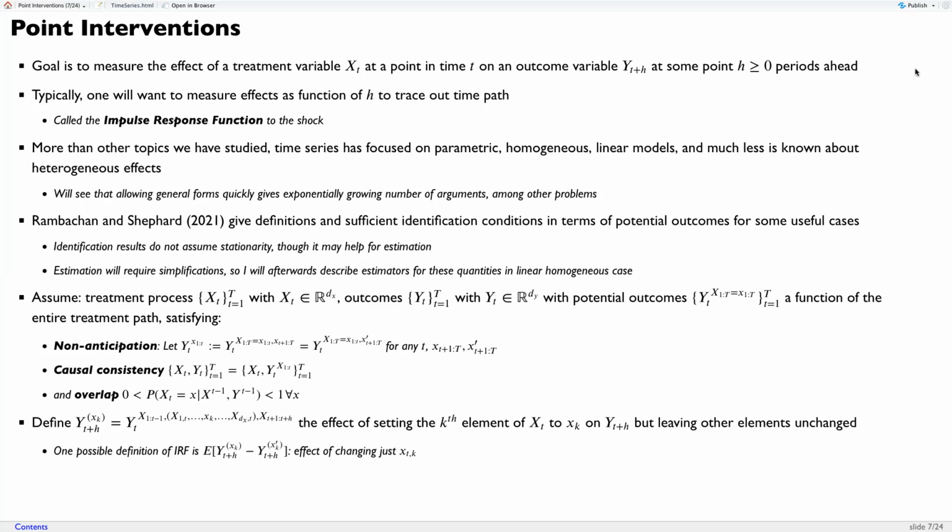Our target is to measure the sequence of effects as a function of h, to trace out the time path of, let's say, if the Fed increases the Fed funds rate, what is going to be the impact on GDP this month, next month, the following month, and so on. This function is called the impulse response function to the shock or the change, or the causal impulse response function. This is taken from the engineering literature.